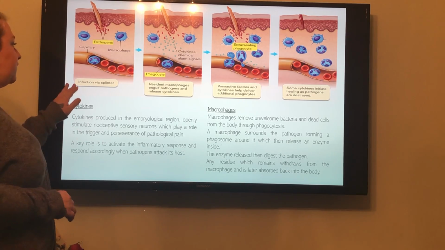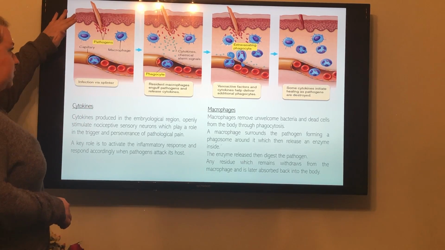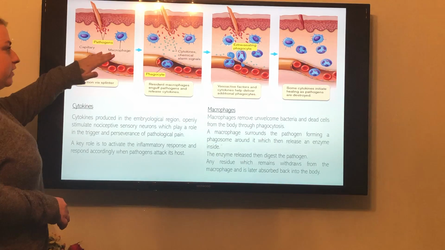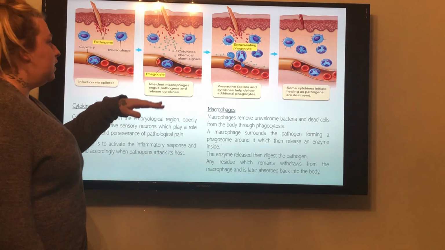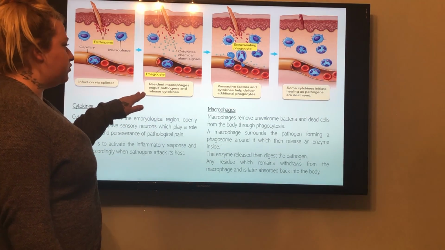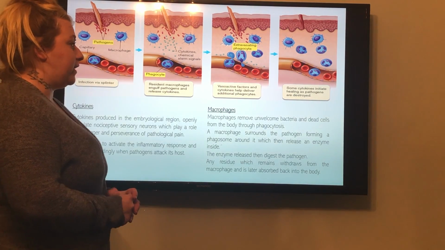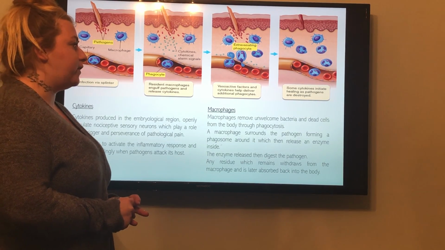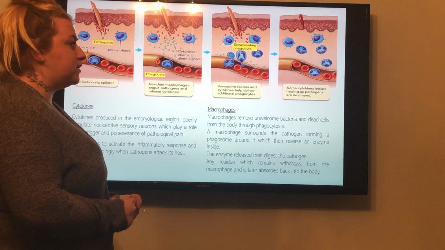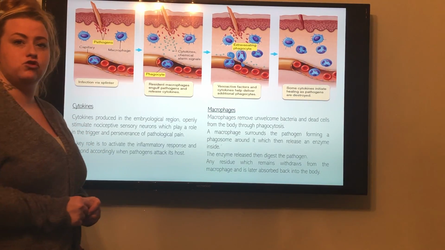As you can see, this is an infection via a splinter. The pathogens enter the body. The macrophage is already homed here. The resident macrophage engulfs pathogens and releases cytokines. The vasoactive factors and cytokines help deliver additional phagocytes, and some cytokines initiate healing as pathogens are being destroyed.